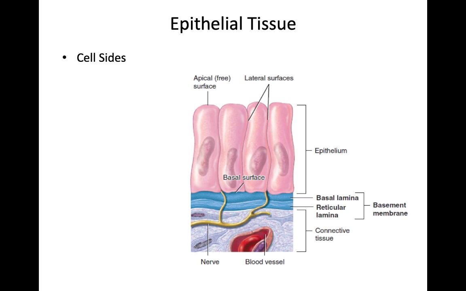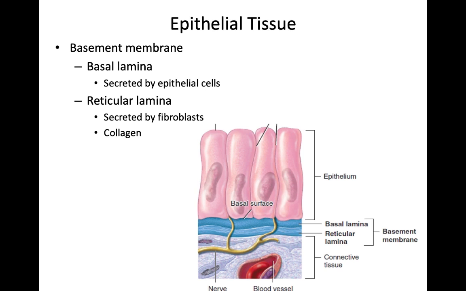You can see here that we have names for the different sides of the epithelial cell. The apical surface is the free surface of the cell, the one that is either facing the space outside the body or facing the space inside a hollow organ or cavity. The lateral surface is the side of the cell, and the basal surface is the bottom of the cell, which is attached to the basement membrane.